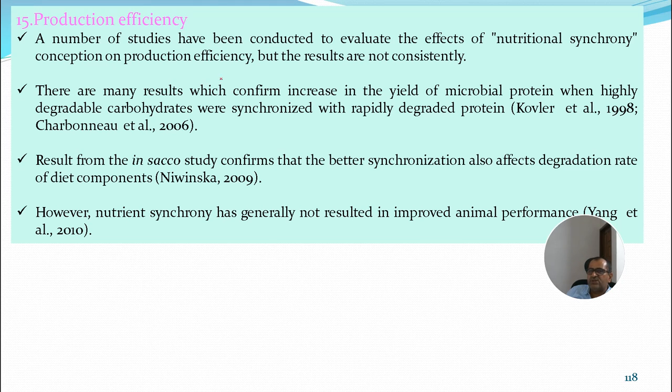So the production efficiency of a ruminant depends upon the nutritional synchrony, meaning all need to be produced in a synchronous manner. There are results which confirm an increase in the yield of microbial protein when highly degradable carbohydrates are synchronized with rapidly degraded protein. So this is very much required as far as feed formulation is concerned.